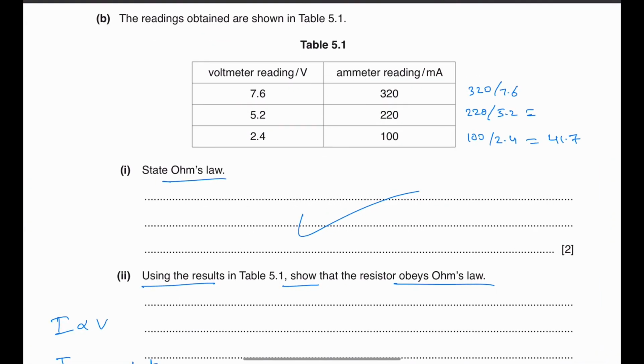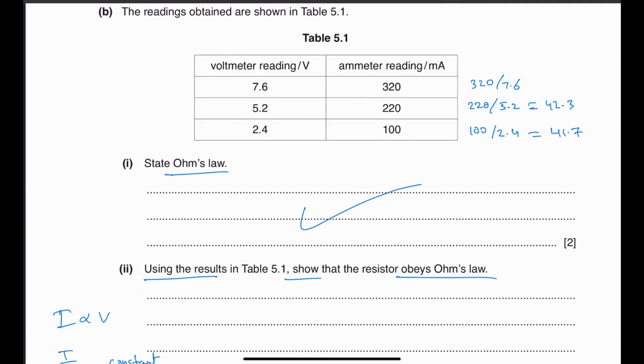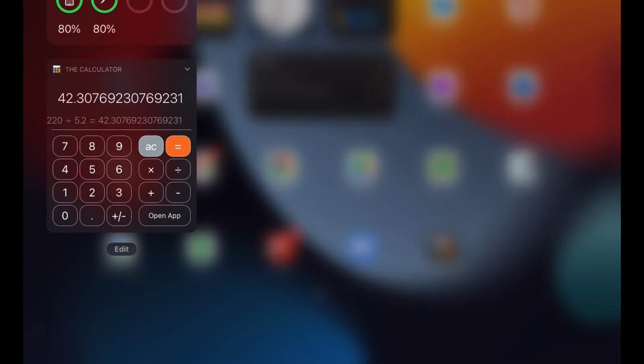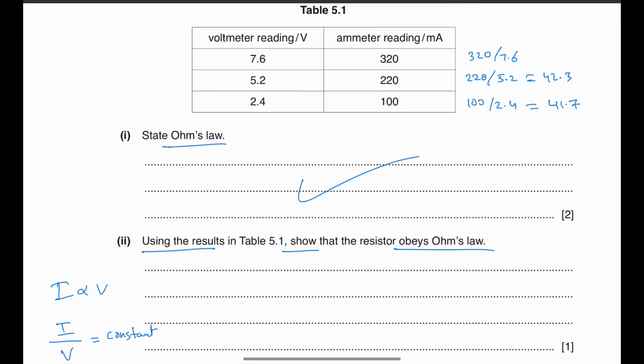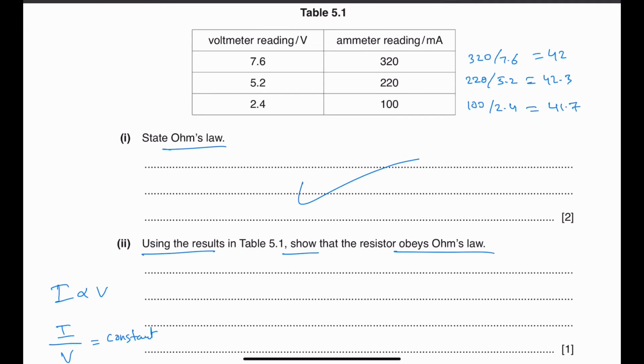Let's try that one. That also gives us close to that reading. We're not very far off, but we are close enough. 42.3. Let's do the last one. 320 divided by 7.6, and that also gives us roughly the same reading, which is 42.1. So you can see that the readings are very close to each other. They are within the margin of error.